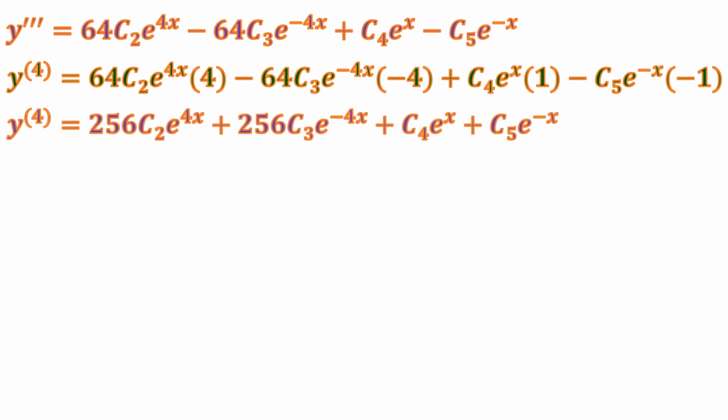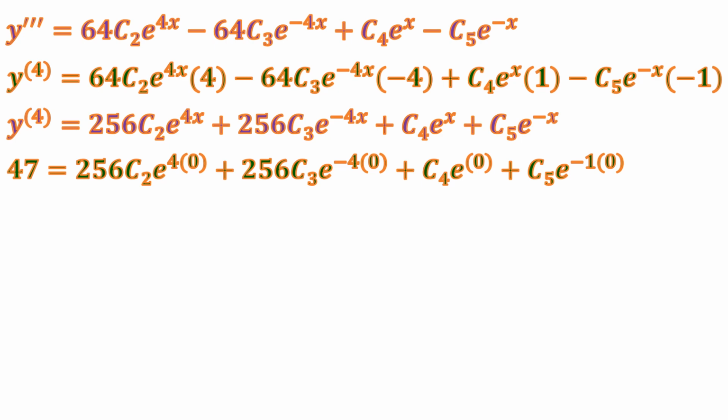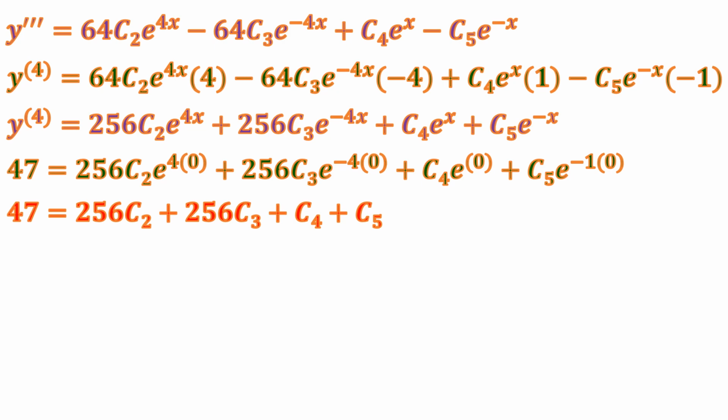Multiply 4 times 64 is 256. Negative 4 times negative 64 is 256. 1 times c4 is c4, and negative 1 times negative c5 is positive c5. So this is the fourth derivative of y. And now we're going to substitute. Based on the given initial value, if x is 0, then y fourth prime is 47. And so e raised to the 0 becomes 1, so it's gone. And we're left with this. And we're going to need this later.